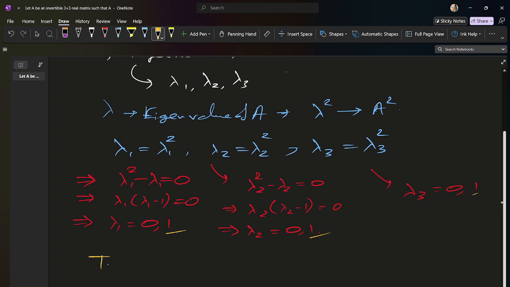So the trace of A is what? Trace of A is the summation of all eigenvalues, with i running from 1 to 3. So that is lambda 1 plus lambda 2 plus lambda 3, which will be 1 plus 1 plus 1. So that will be 3.